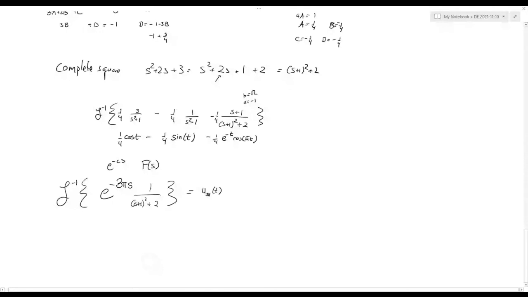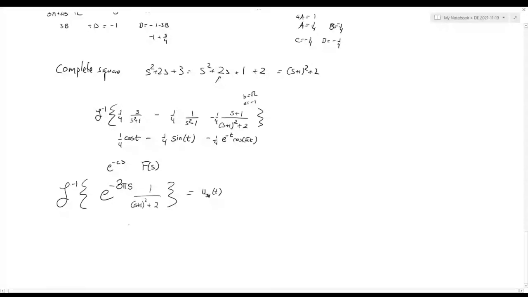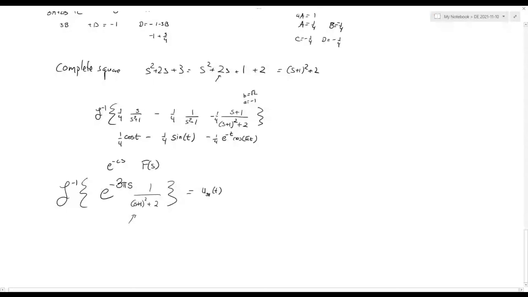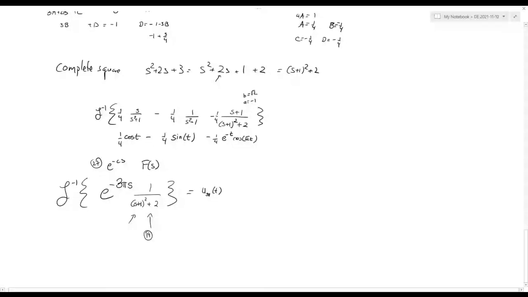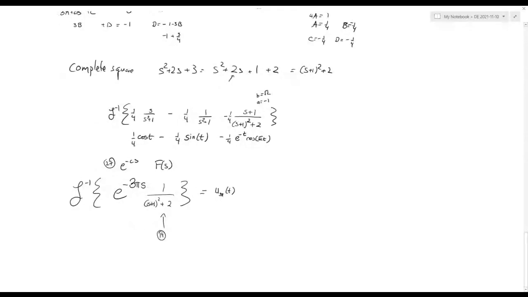So what does that look like? Right, that looks like some sort of sine. Okay, so that looks like 19. So this is 27. This looks like 19 in the table. So I'm going to get sine of square, forgot my exponential, e to the negative t, because a is negative 1, and then sine of square root of 2t.